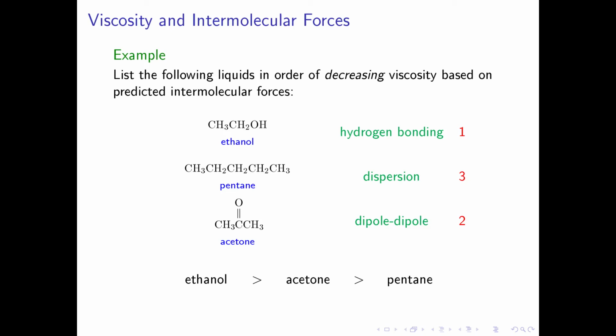When we consider the actual experimental values of viscosity, we see that ethanol has a viscosity of 1.095 millipascal seconds. Acetone has a viscosity of 0.316 millipascal seconds, and pentane has a viscosity of 0.223 millipascal seconds.